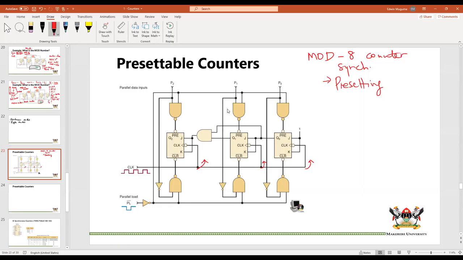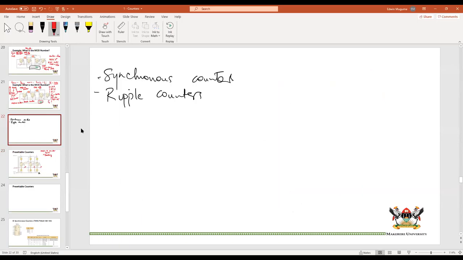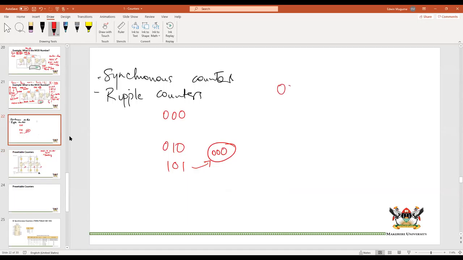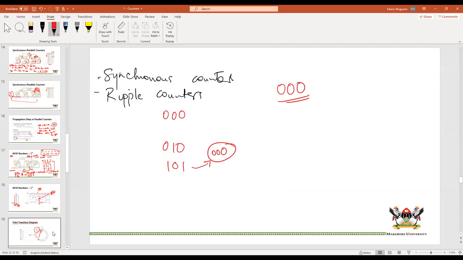Because of the noise on the wires and whatnot, you could find that when you first switch on your counter, instead of 000, it's like 010 or 101 or some other state. Now, if you start counting from this state thinking you are starting from 000, you are in trouble. So presetting also allows you to ensure that the beginning state is 000, meaning that when you first switch on your counter, you can preset it to 000. Even if it was already 000, you can still preset it to the same state just to guarantee that you're starting at 000.